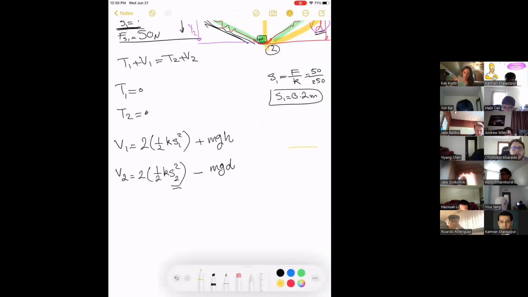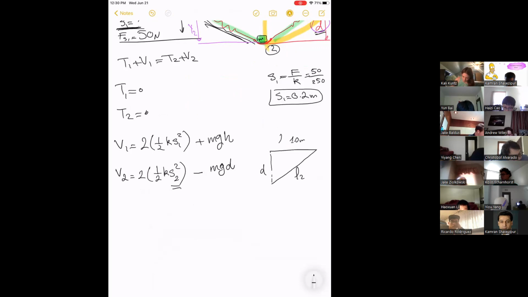This is the spring in position 1, right? Which is 1 meter. This is position 2. This is D, and this is L2. How much is the neutral length of the spring? Is it 1 meter? The unstretched compressed length of the spring, how much is that? Because to find S2, technically S2 is going to be L2 minus L0. We need to find L0.